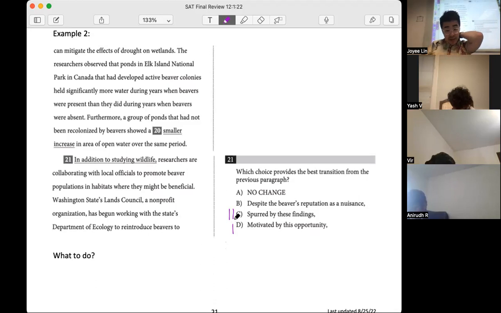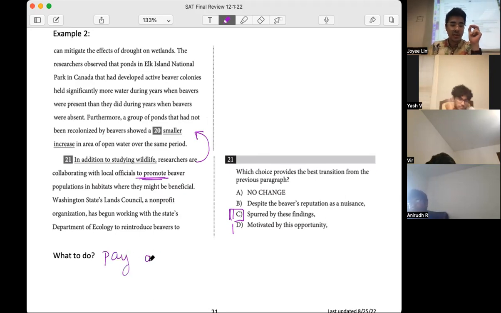Okay, so the correct answer here is C, right? It could be spurred or motivated because we're talking about promoting beaver populations. So promoting, and then remember these or this always points back towards the sentence before. So again, this is like the idea of the dominoes. So what are these? Is it an opportunity? No, it's data. It's a science passage, so findings. Okay, so for these ones, you gotta pay attention to tone. Pay attention to tone.